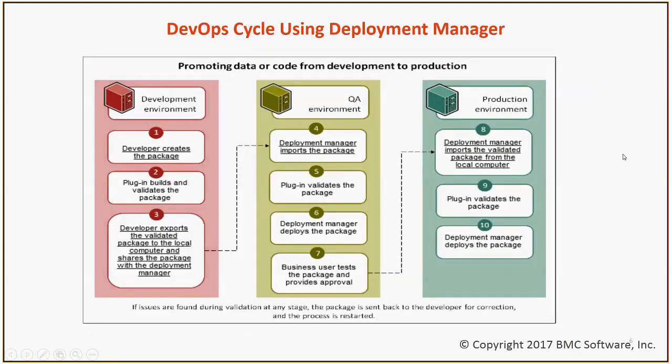Let's look at a typical development cycle using Deployment Manager. You might have a dev environment where your developers are making changes and customizing or creating new applications. And once they are done with their feature or their development work, they can create a package and build the package. Now they can export the package and send it to a QA environment where a deployment manager can import the package. On your QA environment, validation will happen. If everything is okay and the package is ready to be promoted, the package can be promoted to production where it's imported and it's ready to be used.